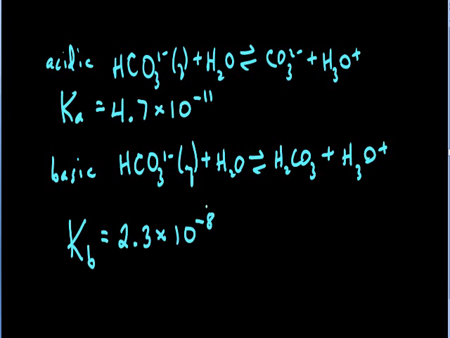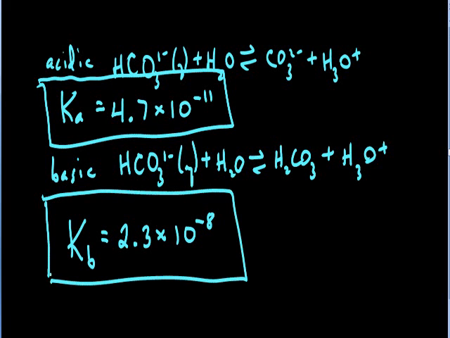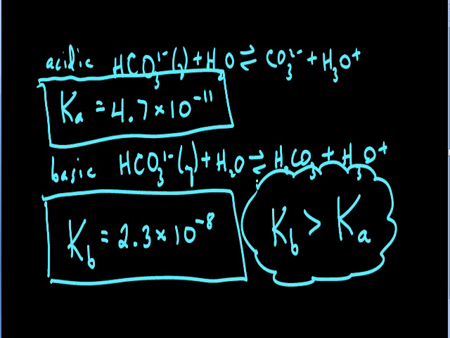Looking at bicarbonate's Ka value, we see that it's 4.7 times 10 to the negative 11. For its basic behavior, bicarbonate has a Kb value of 2.3 times 10 to the negative 8. What we can see here is that the Kb value for bicarbonate's basic behavior is larger than the Ka value for its acidic behavior. Consequently, if put into solution, it's going to behave more as a base than as an acid, and the resulting solution of a salt that has bicarbonate would be basic.